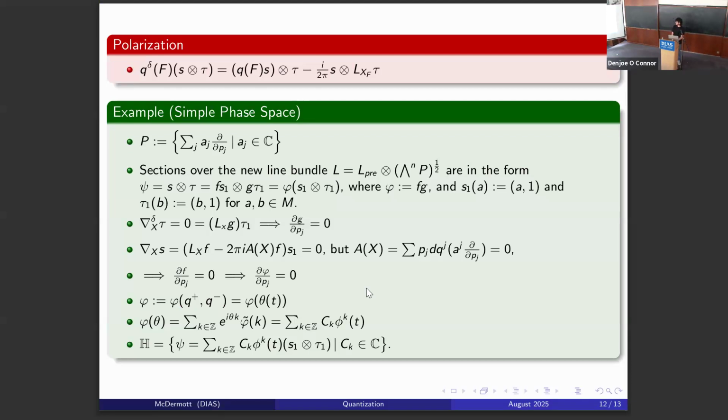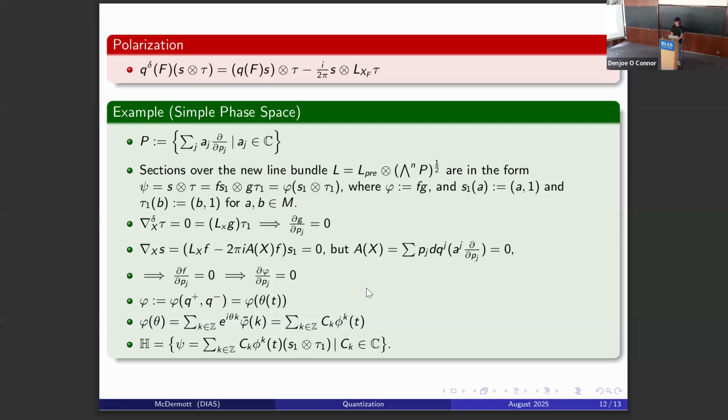We can see that if we were to take any elements of our original manifold, the two-form contraction between one element of this and of our general manifold is only zero if they're both in P. So P is a valid polarization. And we can see then that sections of this new line bundle are given by psi, which can be reduced further if we introduce unit sections S1 and tau1, which means that all of our variation is in this function psi, which is the product of our two functions f and g, which are just smooth functions.